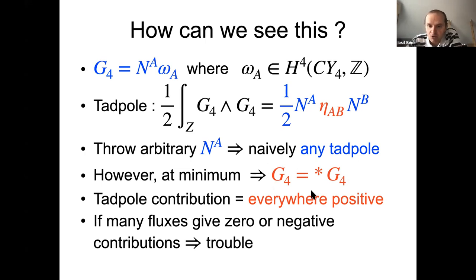Now, because of this equation, what's going to happen is that the tadpole contribution from all these fluxes is going to be everywhere positive in the Calabi-Yau. So you have a Calabi-Yau four-fold, you have a huge amount of fluxes, which give you positive and negative contributions, but somehow the metric, through the star, is going to adjust itself to give you something everywhere positive. And what we can argue intuitively is that if you have many fluxes that give you zero or negative contributions, there's going to be trouble.